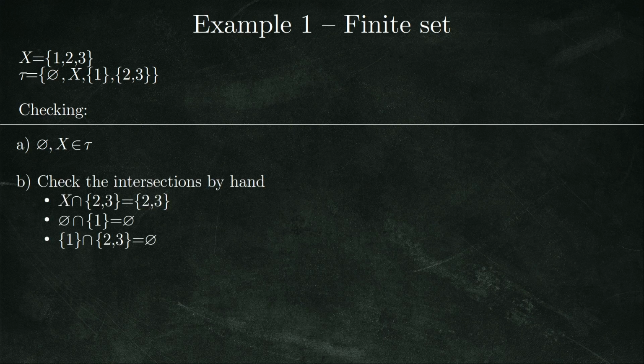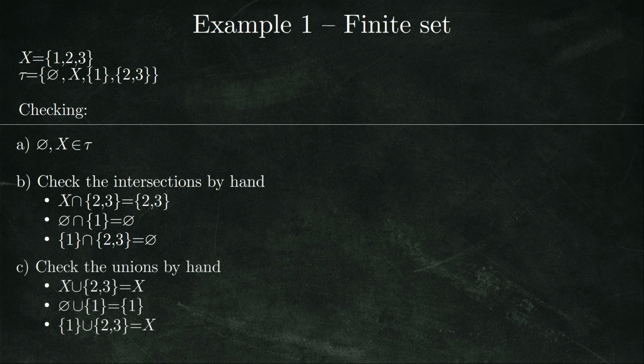To check the intersections, you can see we've got X intersect {2, 3} is {2, 3}, and that's open. The empty set intersect {1} is the empty set, and that's open. {1} intersect {2, 3} is the empty set. And so on, right? There are more combinations, but you get the idea. Then for the unions, again, we have to check them by hand. Again, this could be an arbitrary union, but there's only a finite number of sets, so we only have to do a finite number of them. Again, I've only put up a few, but you can see that all of these unions are again open.